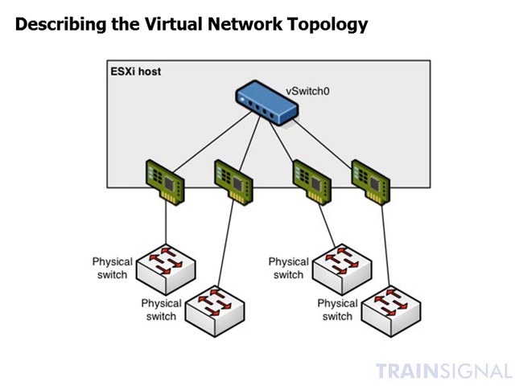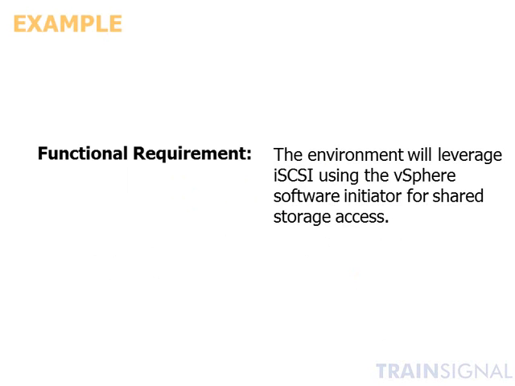So as you prepare to create your virtual network topology, this idea of really being able to understand how the requirements apply against the design is going to be critical. With that in mind, let's take a look at a functional requirement that might influence which design you would choose to use. The requirement you see listed here says the environment will leverage iSCSI using the vSphere software initiator for shared storage access.